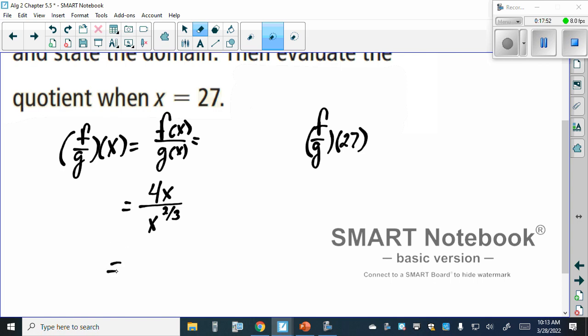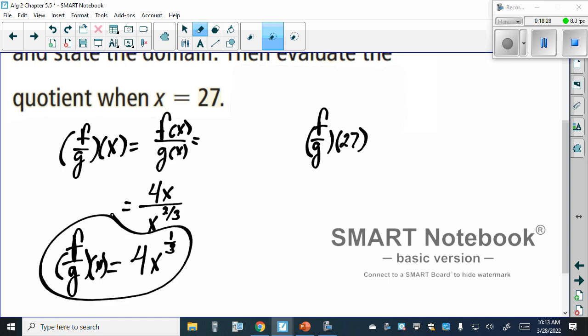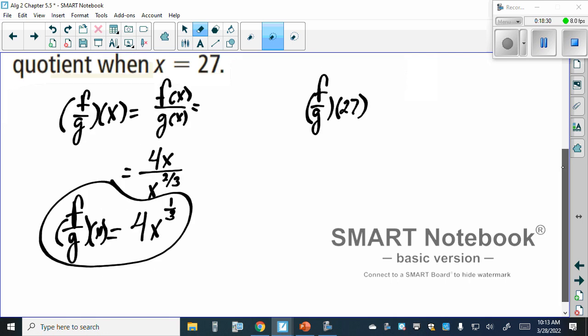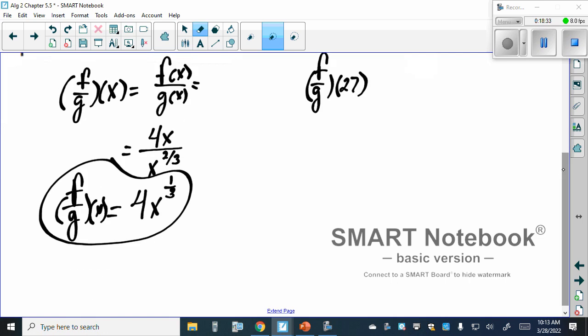Now at this point, we can subtract the exponents, because whenever we have like bases, we subtract the exponents. The numerator has a bigger value. Now, we could rewrite this as 4 times x to the 1 minus 2/3. But what is 1 minus 2/3? So we could say that this is 4x to the 1/3. And that's it, because if we know what it's going to be, we don't have to write out 1 minus 2/3.